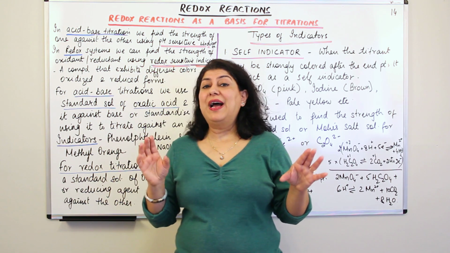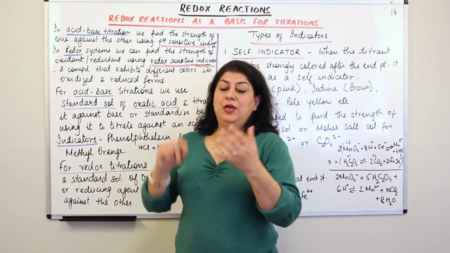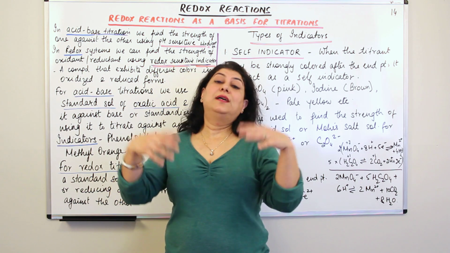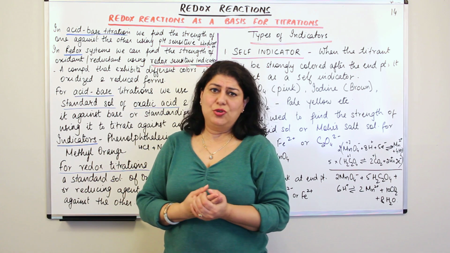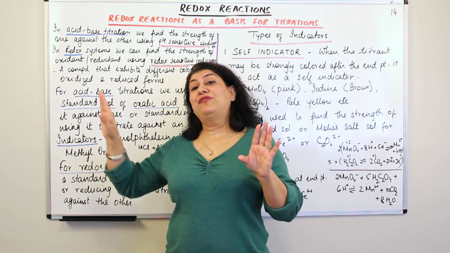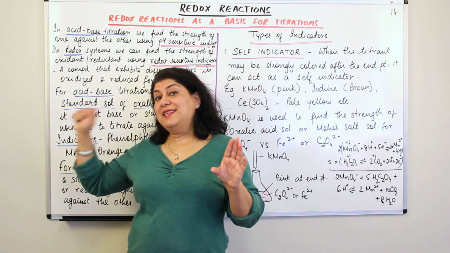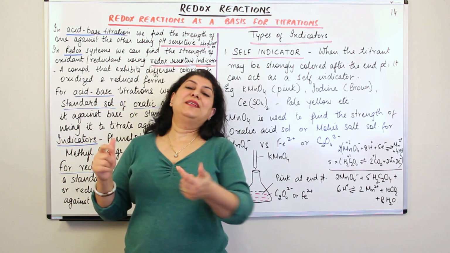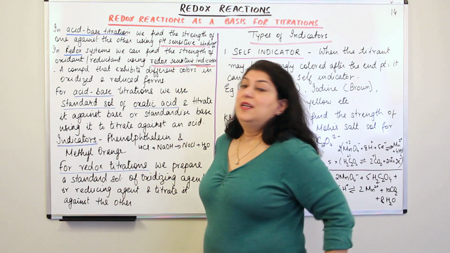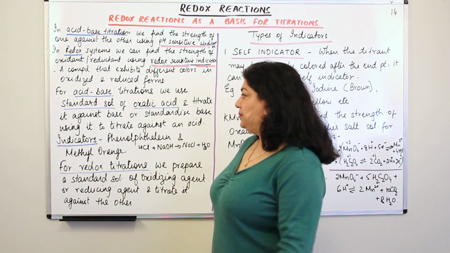So what do you have? You use a standard solution, and if you have to find out about the strength of a base, you might use the same standard solution of oxalic acid. But if you have to find out the strength of an acid, then you will first standardize a base, and using that base you will titrate and find out the strength of the acid.